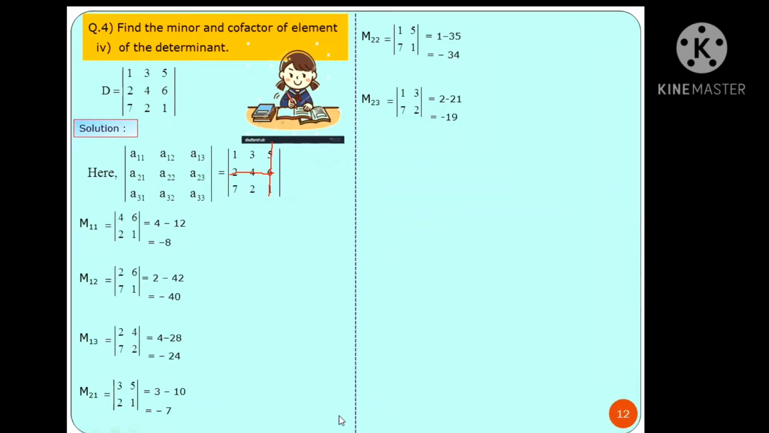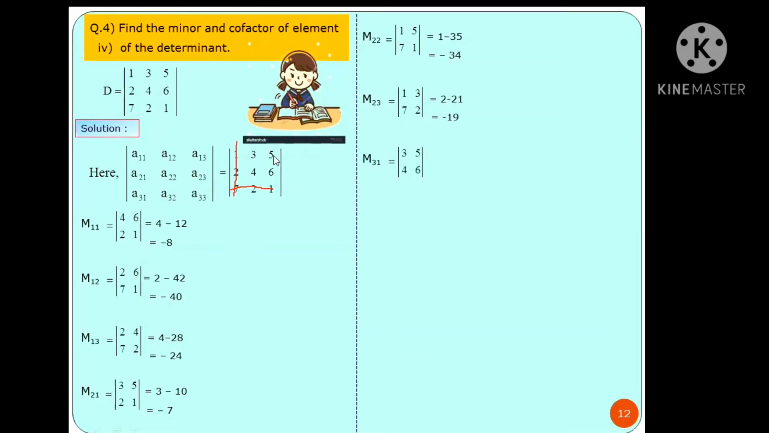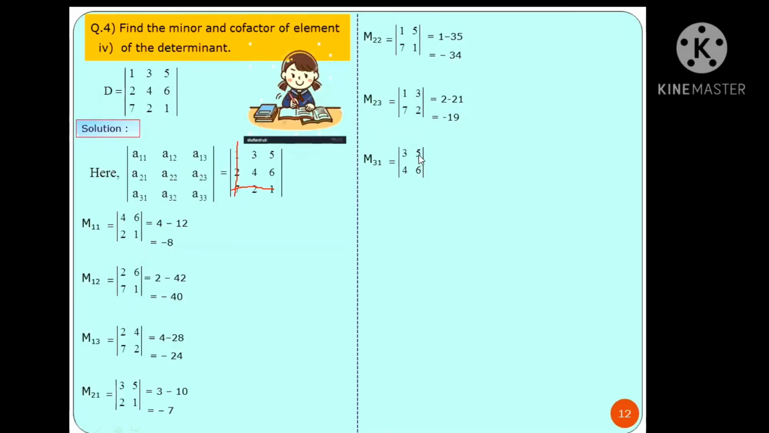Minors from the second row are complete. Now start from the third row. Eliminating the third row and first column, you will get the answer for minor M31. M31 is equal to the elements 3, 5, 4, 6 in determinant. Value of determinant: 3 into 6, 18, minus 4 into 5, 20. 18 minus 20, difference is minus 2.